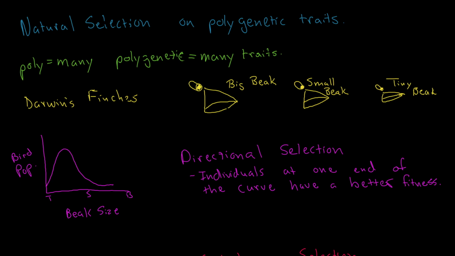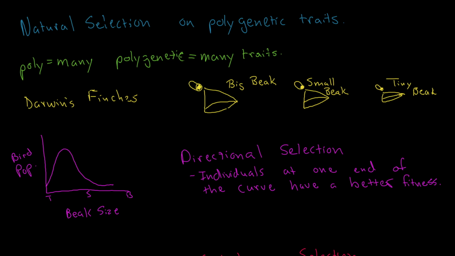There are three types of selection when you look at natural selection on polygenetic traits. Now keep in mind, this is on polygenetic traits, traits that have multiple variations. So we have three beak sizes. That's obviously multiple. If we were just looking at one thing, this would not apply. So poly has to be dealing with many things. Looking at our graph, we have beak size over bird population. The T stands for tiny, S stands for small, and B stands for big, just like we have up here. In our original population, most of our birds are in the tiny to small beak range, and we have very few in the big beak range.